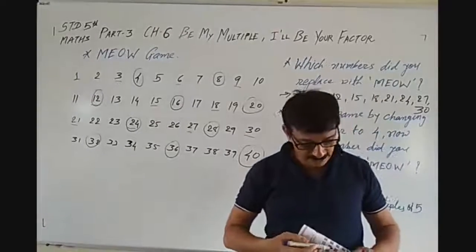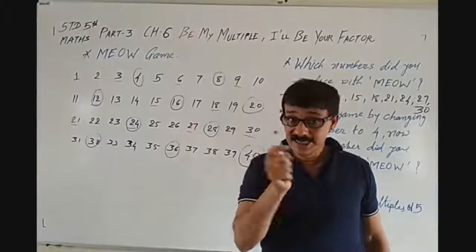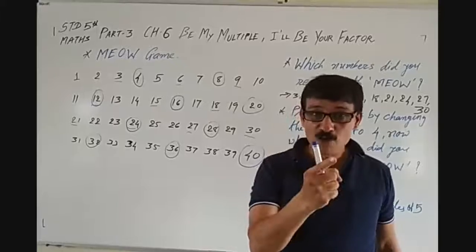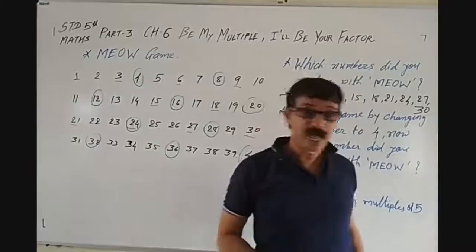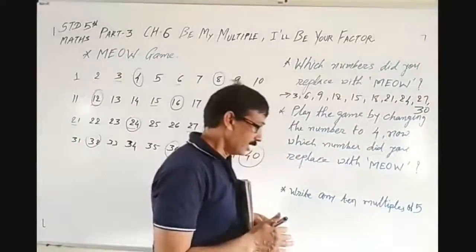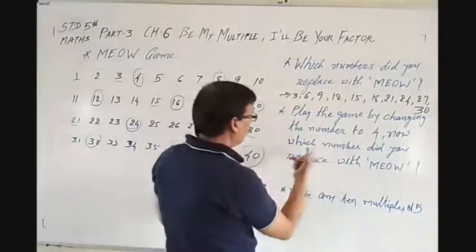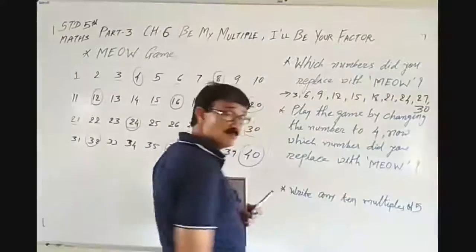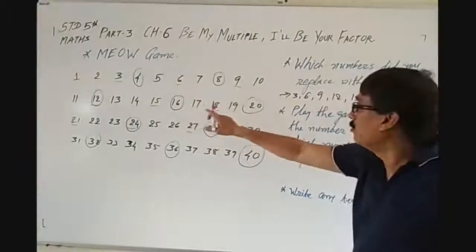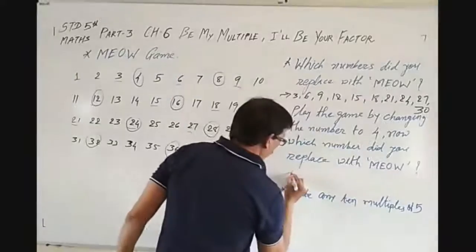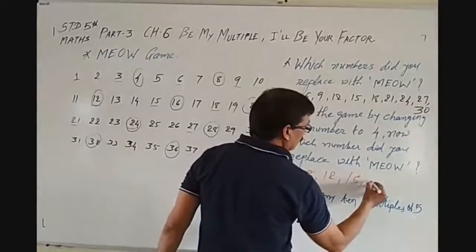Okay, the numbers I circled, did you say meow or not? I hope you must have done so. So now let's answer this one. Which numbers did you replace with meow? On the left side, those are 4, 8, 12, 16, 20.